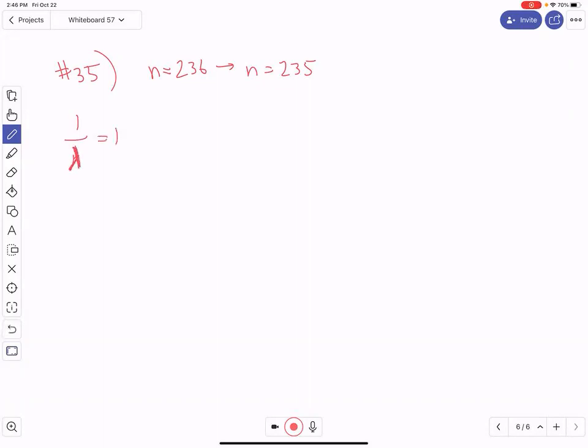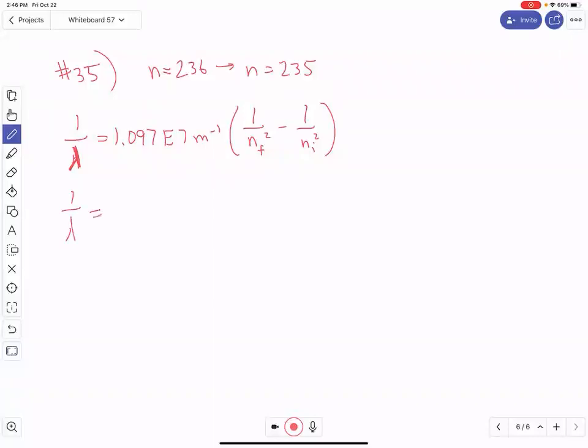1 over wavelength equals Rydberg's constant times 1 over my final quantum level squared minus 1 over my initial quantum level squared. And as we can see, both of these are going to be really small numbers, right? I'm squaring 236 and then 1 divided by that giant number. It's going to be such a small number. There's not going to be much of a change between these two energy levels.